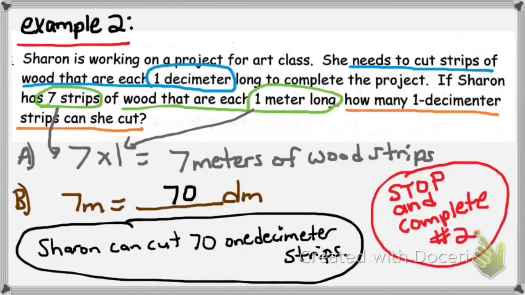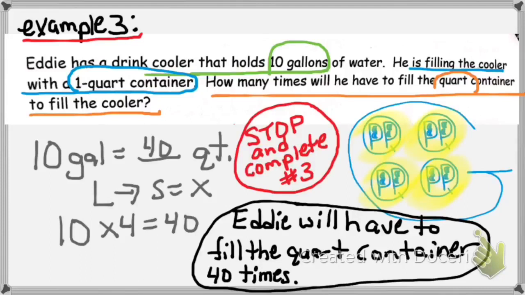In example number 2, I couldn't figure out how many decimeter strips she cut until I figured out how much wood she had altogether. So first I had to multiply the 7 strips times the 1 meter. I knew she had 7 meters of wood, and then I could convert 7 meters to decimeters to find out that she had 70 strips. In example 3, I had to do a simple conversion, but realized that the number of quarts was also the number of trips that he had to make to fill the container.